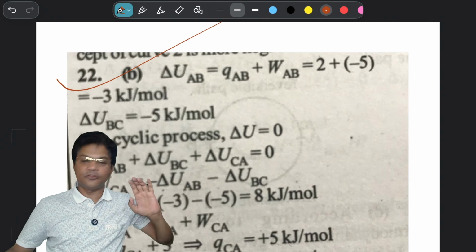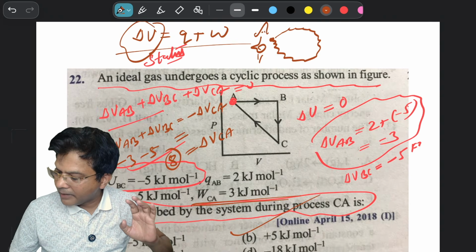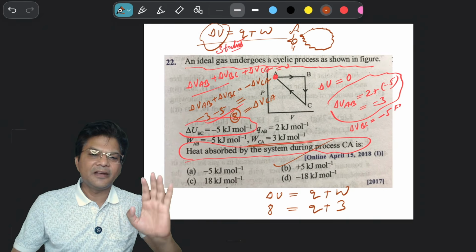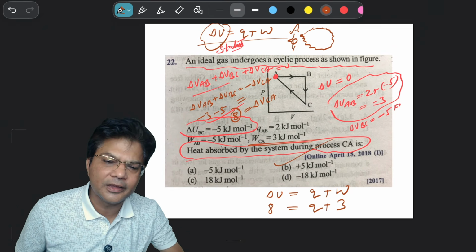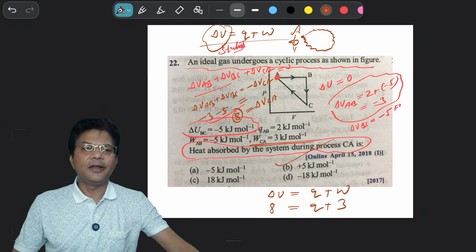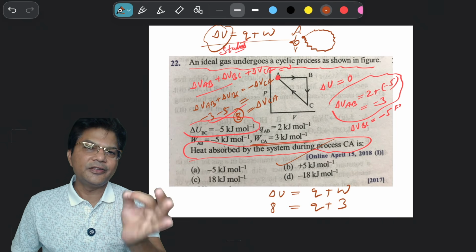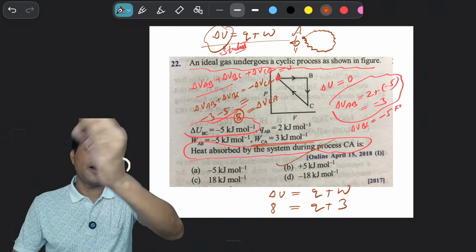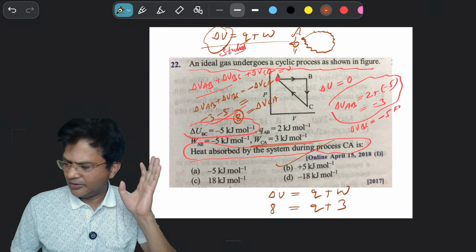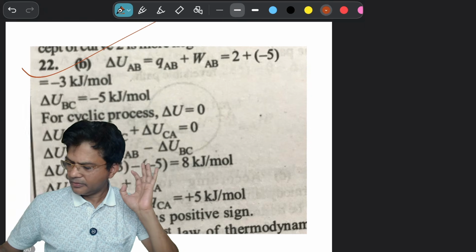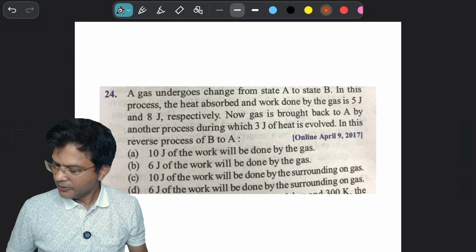So they have given a lengthy solution, but you see my solution, kids. It's simple. Remember that the sum of all three processes will be equal to the change in internal energy, and once you come back, it will be 0. Very, very good question.